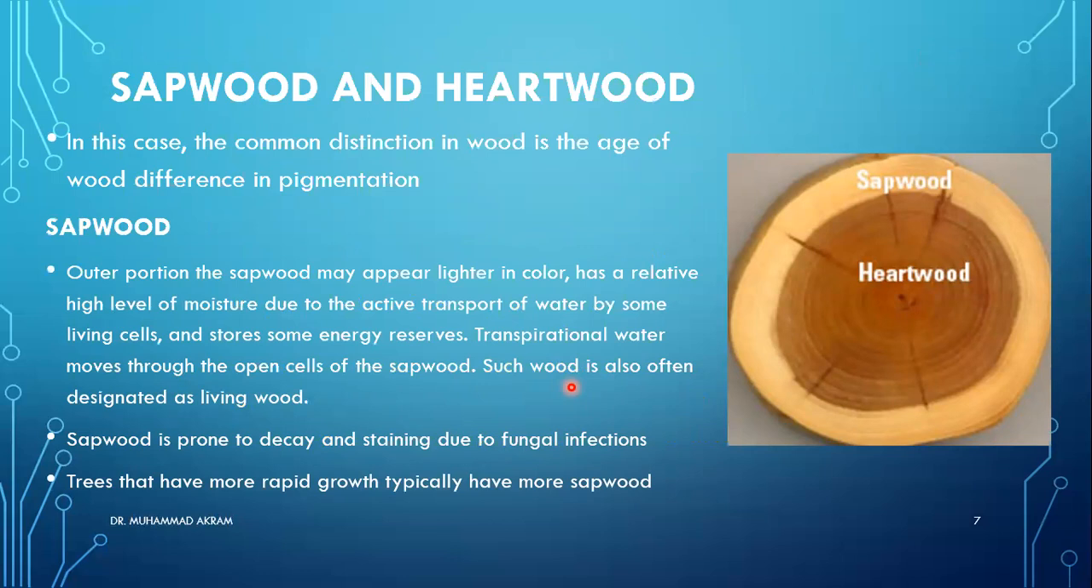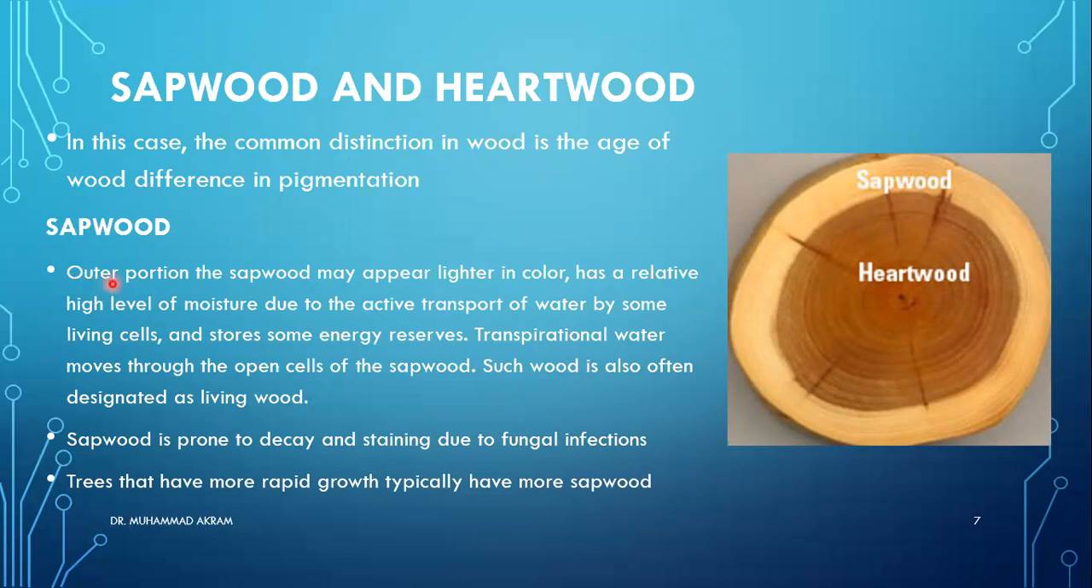Other types of wood, the sapwood and the heartwood, have been recognized in different species. In this case, the common distinction in wood is the age of the wood and differences in pigmentation. So what is the sapwood?